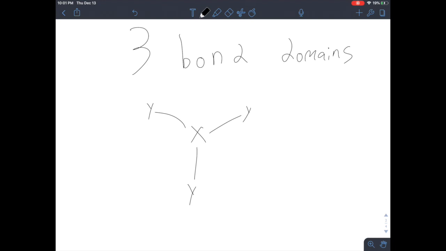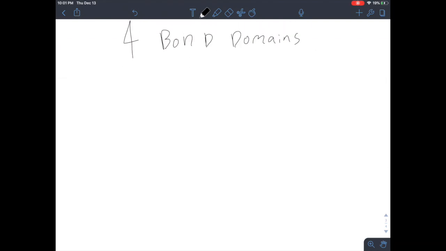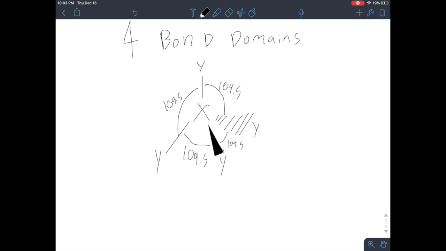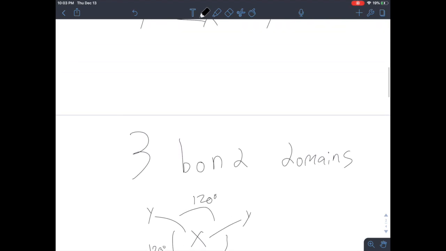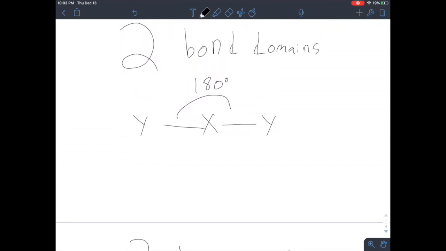So the bond angle will be smaller than 180 degrees. In fact, it'll be 120 degrees. With 4 bond domains, the atoms have even less space than before, so the bond angle between each of them will be 109.5 degrees. However, these three examples do not take into account double bonds and lone pairs, which would affect the bond angles of each individual bond.